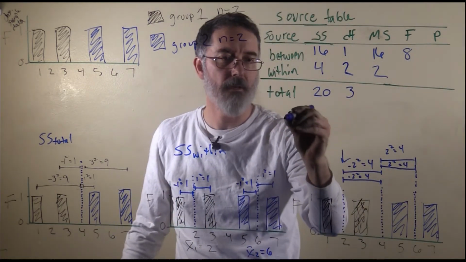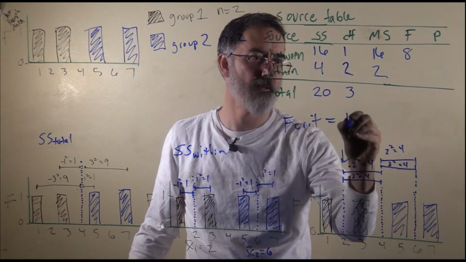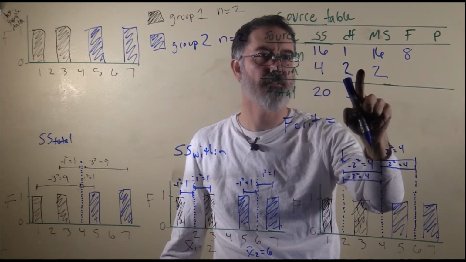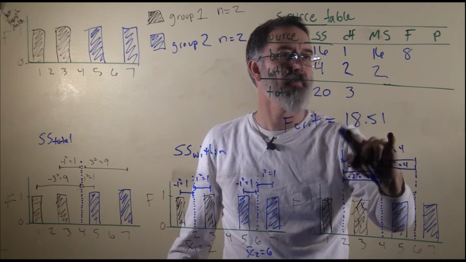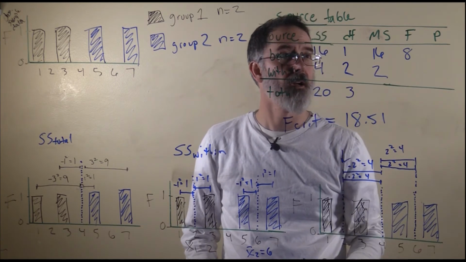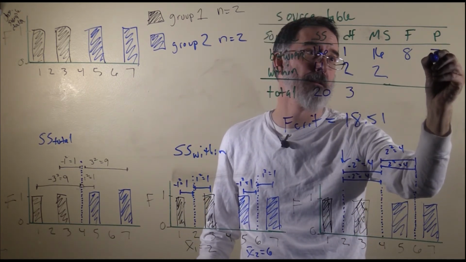So I looked up the F critical for this test. And for 2 degrees of freedom within, 1 between, the F critical is 18.51. So our F is not more extreme, and we'd fail to reject the null hypothesis in this case. So our p-value, I'm not sure what it would be, but it would be greater than 0.05.